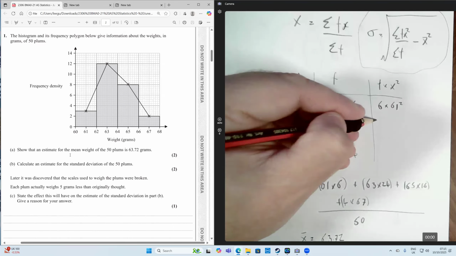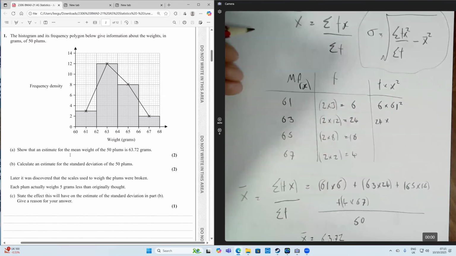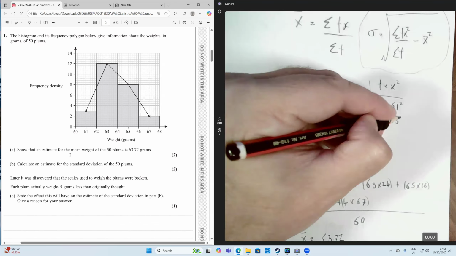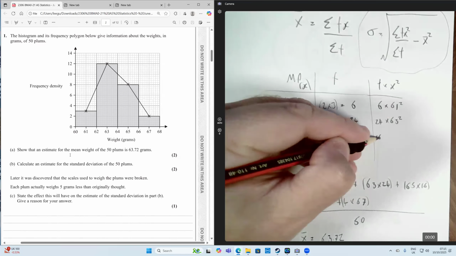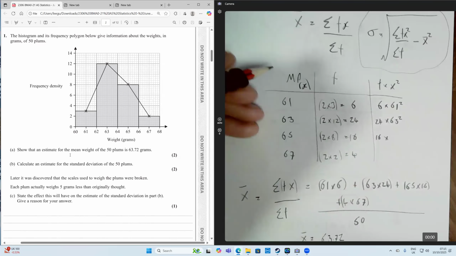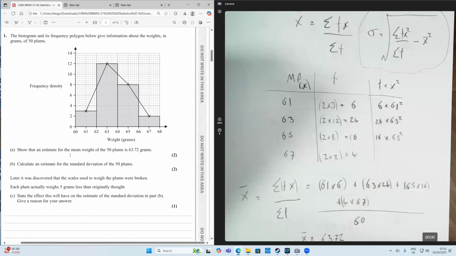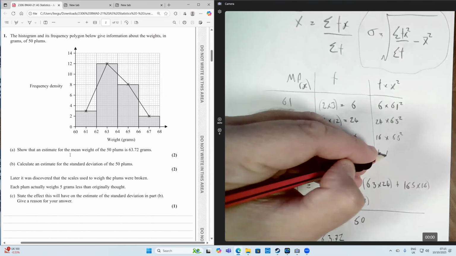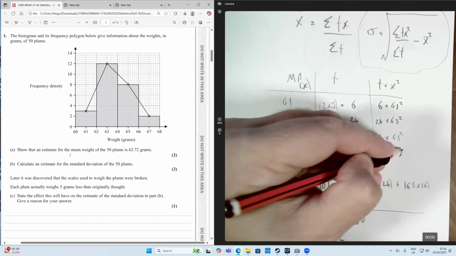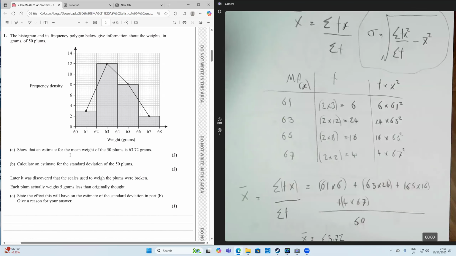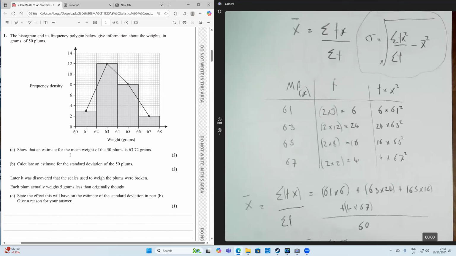And then we need 24 times 63 squared. And then we need 16 times 65 squared. And then we need 4 times 67 squared, okay? So that's what we need to be working out there. So let's have a look at that.